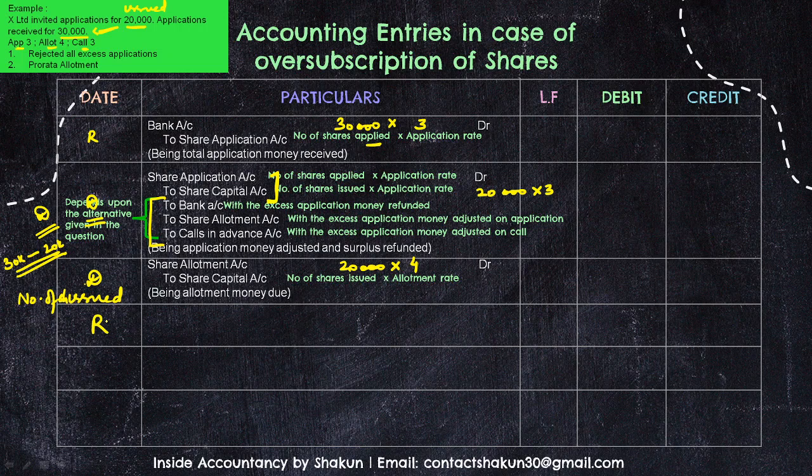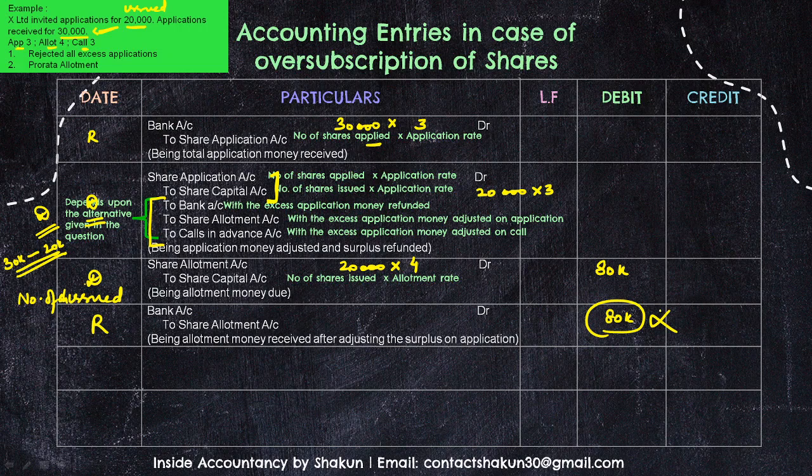Next is the receiving entry for allotment. Now this is a very tricky entry, and many students make mistakes here. What they do is that if they have passed the due entry with 80,000, then in the next entry also they write 80,000. But this would be wrong. Why? Because you have already written share allotment account in the second entry. You have credited share allotment account with a certain amount. Now that amount has to be adjusted in the receiving entry for allotment.